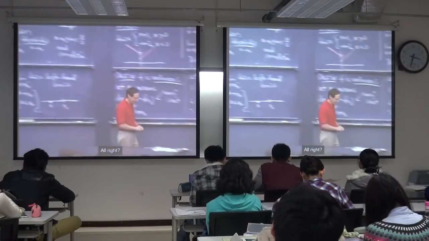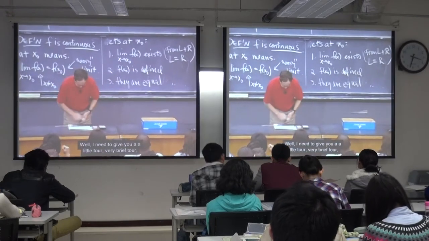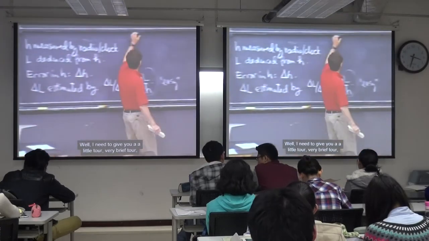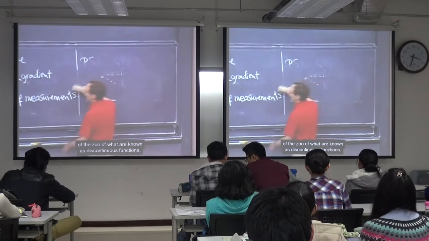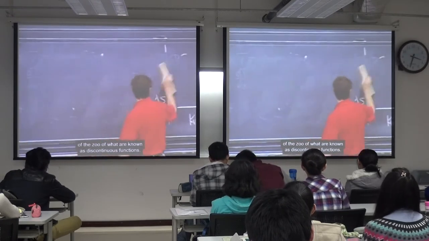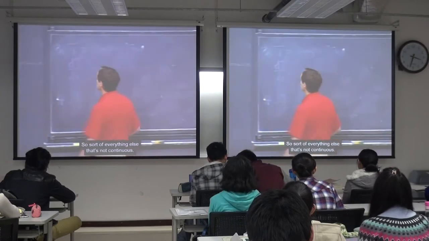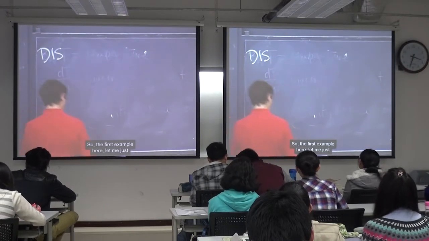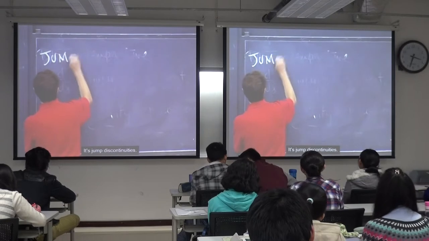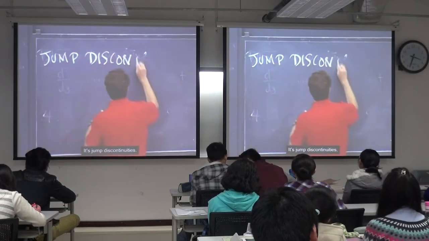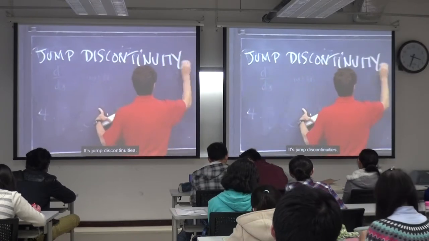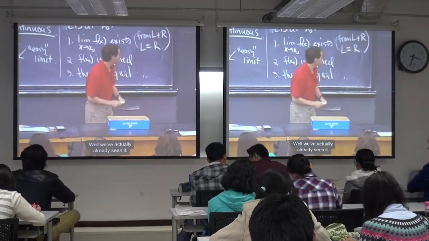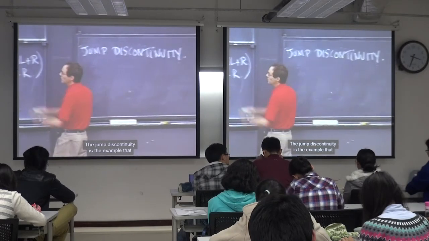All right. So now what's next? Well, I need to give you a little tour, a very brief tour of the zoo of what are known as discontinuous functions. So sort of everything else that's not continuous. So the first example here, let me just write it down here, is jump discontinuities. So what would a jump discontinuity be? Well, we've actually already seen it. The jump discontinuity is the example that we had right there.